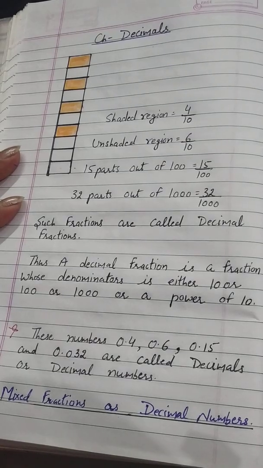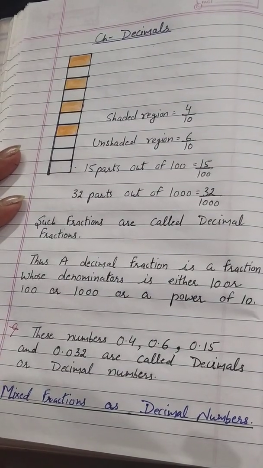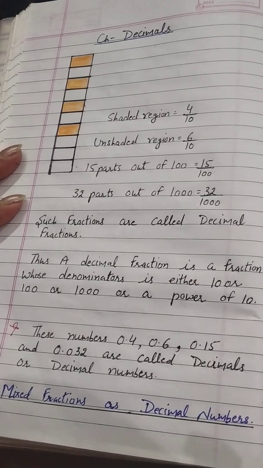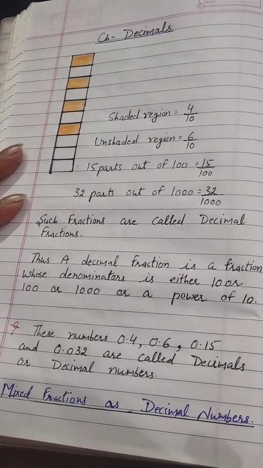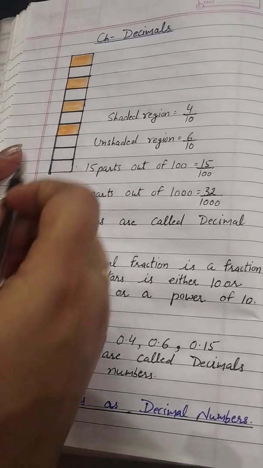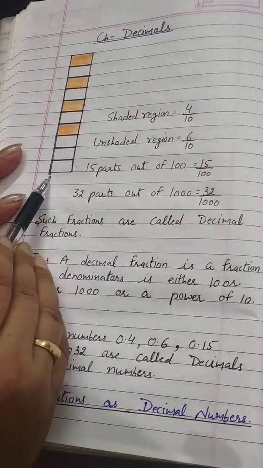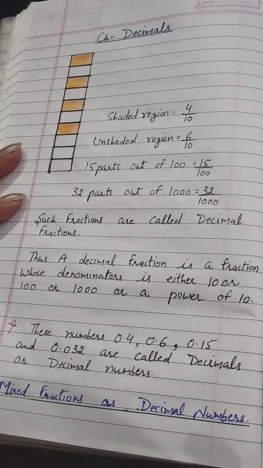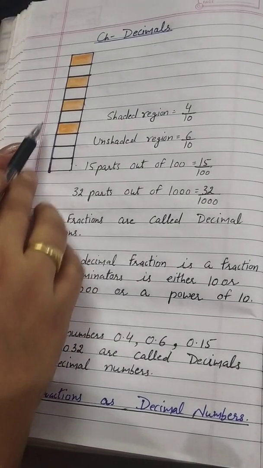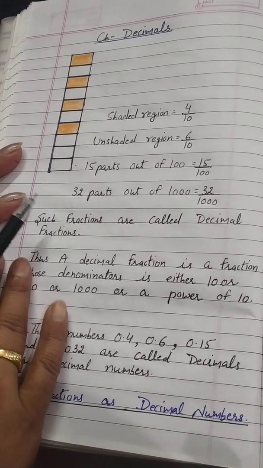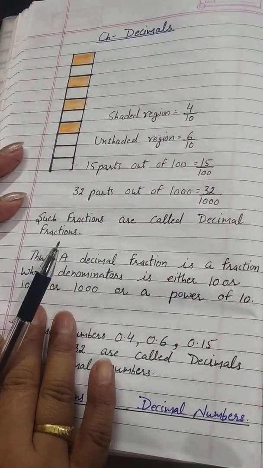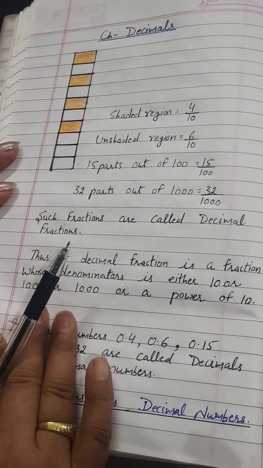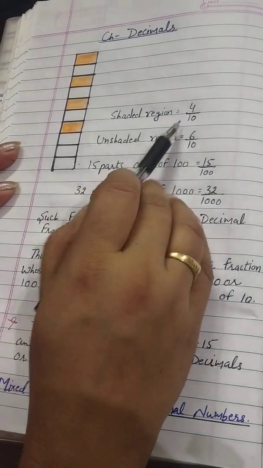Okay, let's start. We have already studied fractions. Now, let us look at some interesting fractions. Students, look at this strip. This strip has 10 parts. Out of these 10 parts, 4 parts are colored. That means the shaded region represents 4/10.